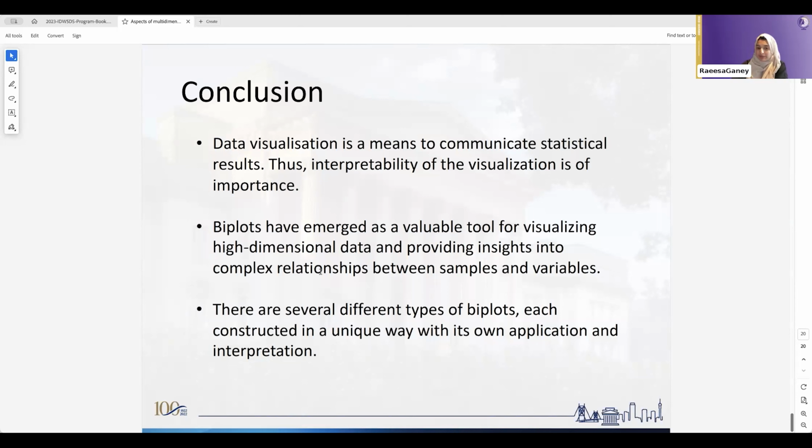So our biplotEZ package currently has the PCA biplot and the CVA biplot, but there are tons of other types of biplots in the literature that are quite valuable as well. Thank you so much for listening, and I'm open to any questions or comments.